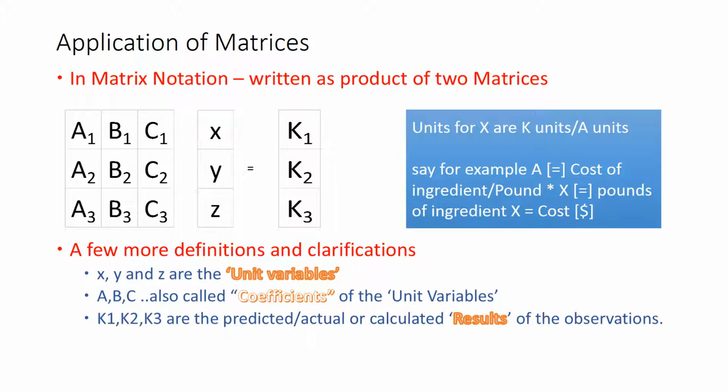The previous coefficients times the unit variables, that is A1x + B1y + C1z, is equal to K1. The equations that we had previously could be represented as a product of two matrices. The matrix of coefficients A1, B1, C1, A2, B2, C2, A3, B3, C3, multiplied by the matrix of unit measures X, Y, and Z, gives the matrix of results on the right hand side, K1, K2, and K3.